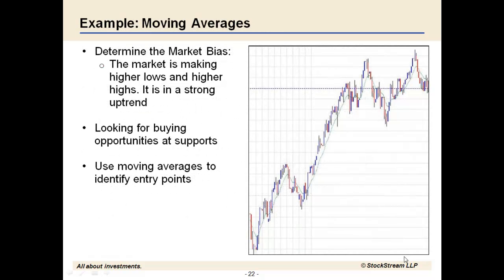Let's look at an example of moving averages. The first step in developing a trading strategy using moving averages is to determine the market bias. By looking at the chart on the right, you can see the market is making a series of higher lows and higher highs, and is therefore in an uptrend. We will be looking for buying opportunities in these markets. Next, we will use a moving average to determine a buying strategy.